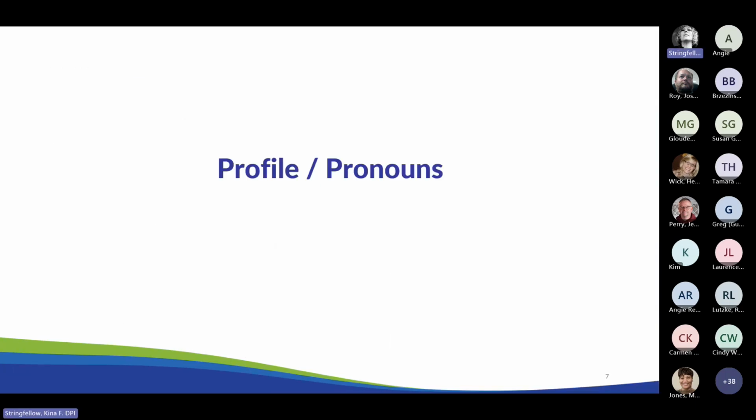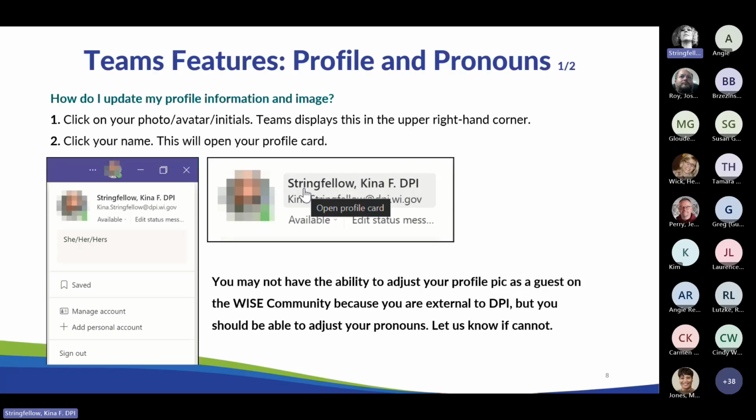Another aspect of Teams is you setting your profile and your pronouns. So to do that, you're going to start in a similar way. You're going to go to that More menu next to your avatar or your initials. You might not have a photo. You might not be able to change it to a photo, since everyone in the WISE community that accesses this training is an external member. There's going to be limitations on how you can access the DPI Teams platform, just because there's different rules for internal users and external users.